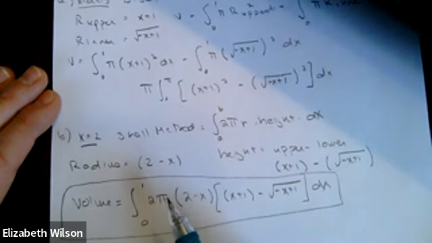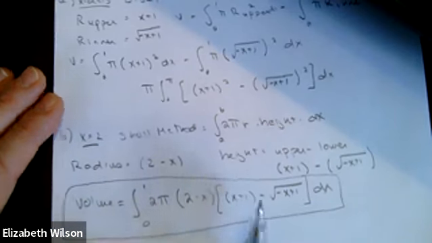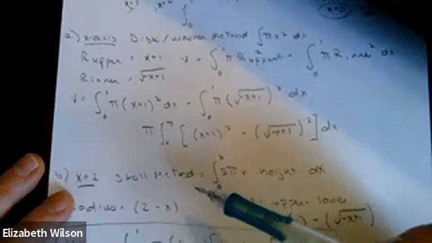Shell method is used for going around a vertical axis. The disk or washer method is used for going around a horizontal axis. Now, I can use the disk or washer method going around a vertical axis. It's just a lot more cumbersome. So I'm not going to worry about it. I'm going to focus on the shell method. It's much more straightforward.